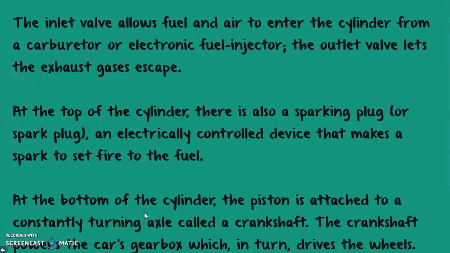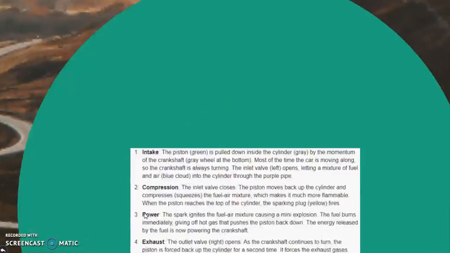At the top of the cylinder, there is also a sparking plug, an electrically controlled device that makes a spark to set fire to the fuel. Remember, we talked about different types of ignitions. So this type of ignition will be called spark ignition. At the bottom of the cylinder, the piston is attached to a constantly turning axle known as the crankshaft. The crankshaft is what powers the car's gearbox, which in turn drives the wheels.